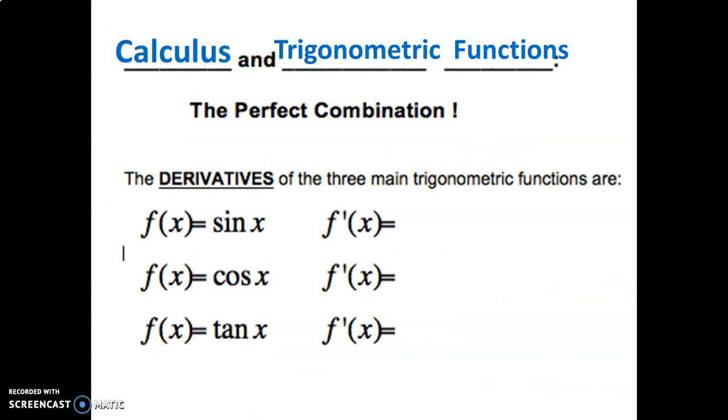So now you know. Calculus and trig functions coming together, the perfect combination. If we have original function sine of x, the derivative is cosine x. If we have original function cosine x, the derivative is negative sine x.